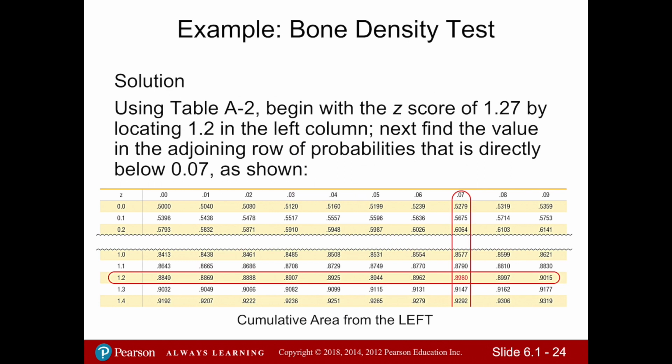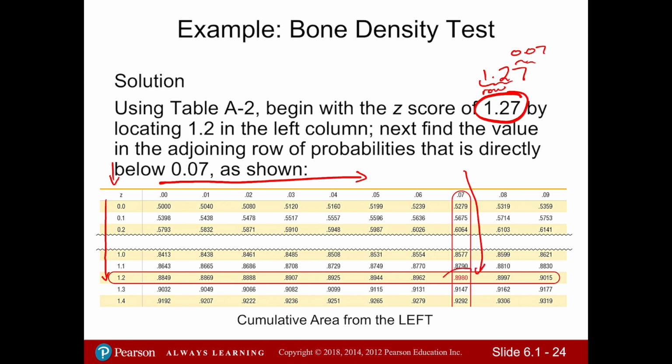When we look at this, we're going to look at the z-score of 1.27. The left columns here represent the ones place and the first decimal place. So we will zoom down all the way to the 1.2 spot. The columns are representative of the second decimal place. So if I want 1.27, I look at the 1.2 row and the 0.07 column, and I look at where they intersect.